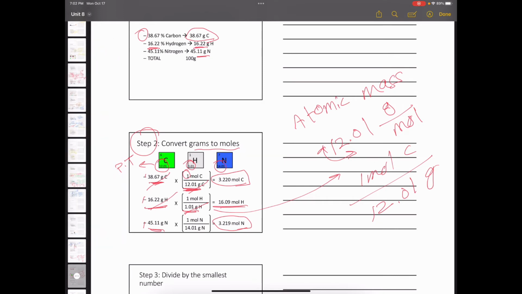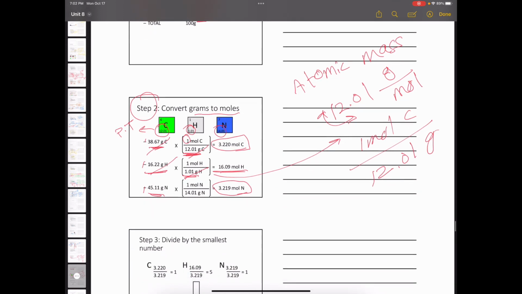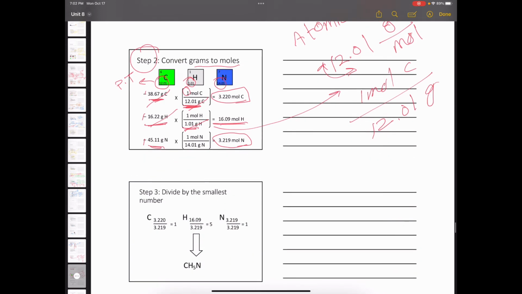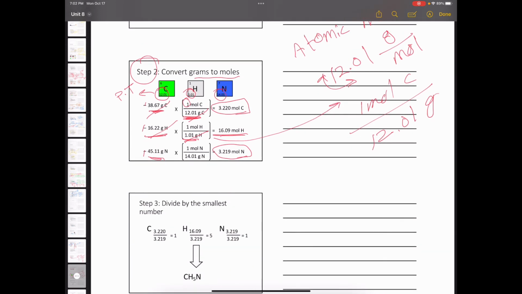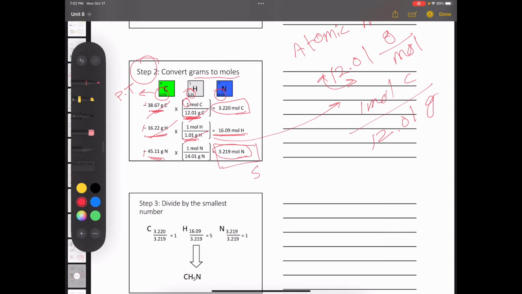Once you have converted the percentages into actual grams, and the grams into moles, you'll have to divide by the smallest number of moles among all your conversions. So in this case, I have 3.22, I have 16.09, and I have 3.219. So this right here is the smallest.